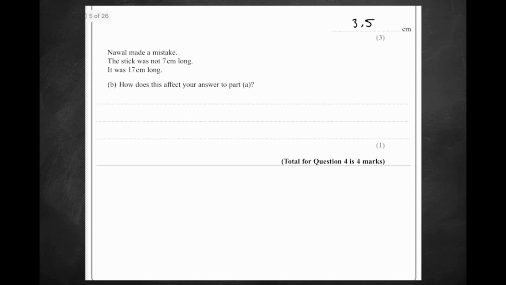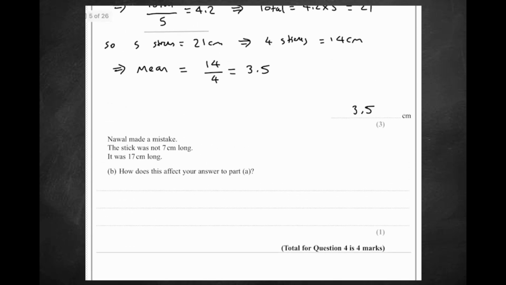Narwhal made a mistake. The stick was not 7 centimetres long. It was 17 centimetres long. How does this affect your answer to part a? Well, it is going to bring the mean right down for the other 4 sticks, so I'm just going to say it will reduce the mean.